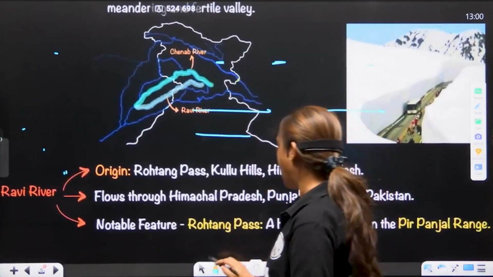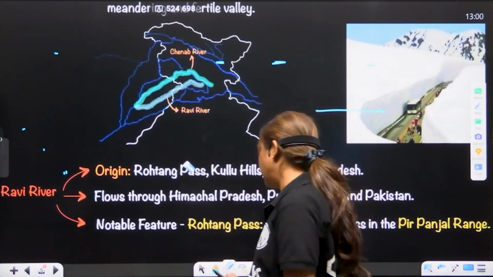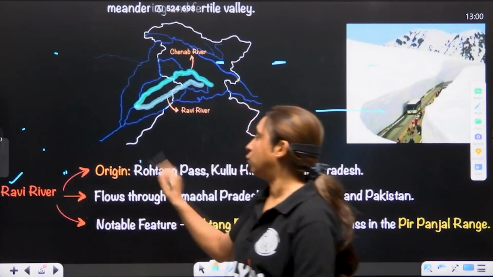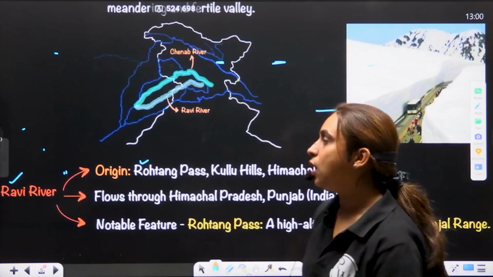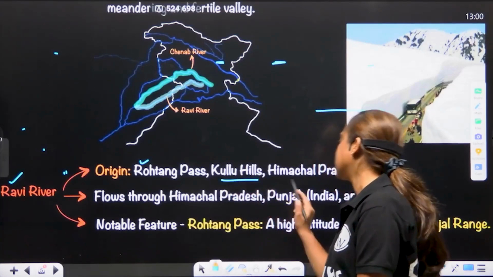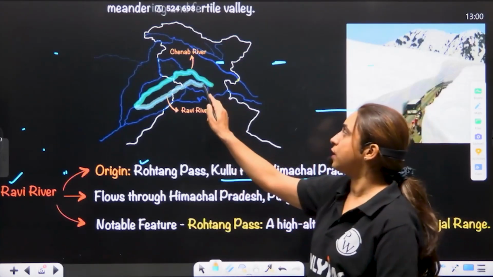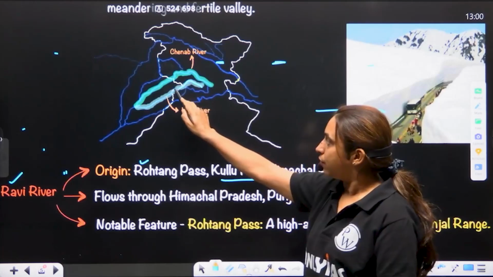As you can see, R for Ravi, R for Rohtang. Remember like that. R for Ravi, R for Rohtang Pass. So Ravi originates from where? Ravi originates from the Rohtang Pass, which is where? In the Kullu Hills in Himachal Pradesh. So this is the place where Ravi is originating.